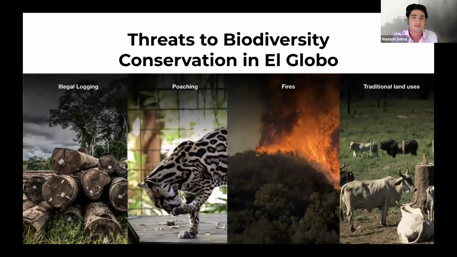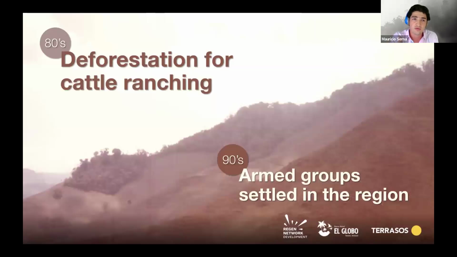Go ahead, Dave. So El Globo was dedicated to deforestation and cattle ranching. And as I was telling you, in the 90s, there was this armed group that settled in the region, and my family couldn't come back. This is how El Globo looked 30 years ago. And now you're going to see how, because of what we've done and the activities that we've done, El Globo has grown the forest again.